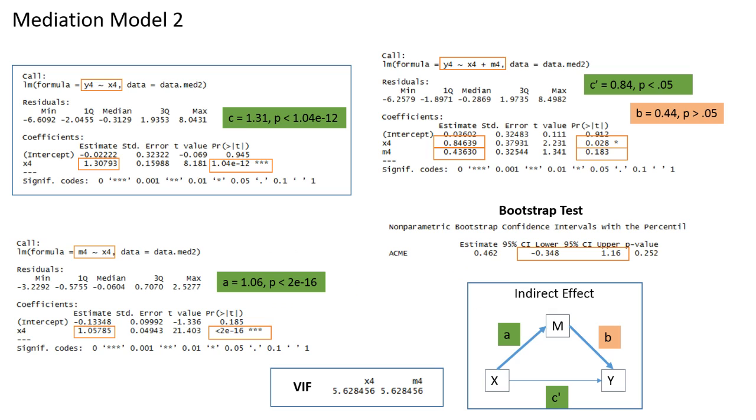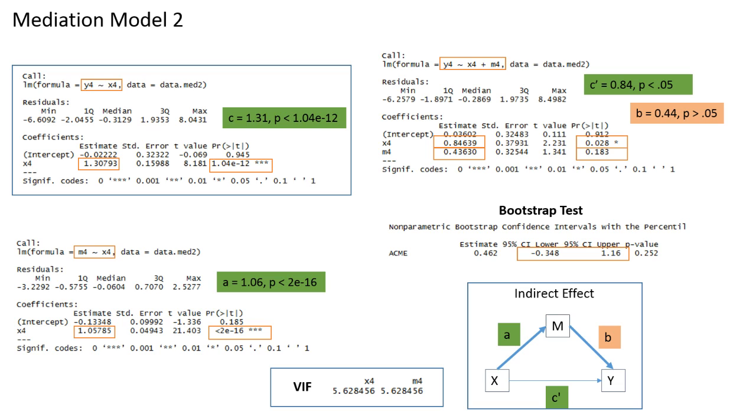Now looking at my second mediation model. In this model, path C is significant, path A is significant, path C prime is significant, but path B is not significant. Because path B is not significant, we do not have a mediation effect. I also did a bootstrap test, as I talked about previously. When we look at that 95% confidence interval, you can see that 0 falls within the interval. So we fail to reject the null. In this model, we can rule out mediation.